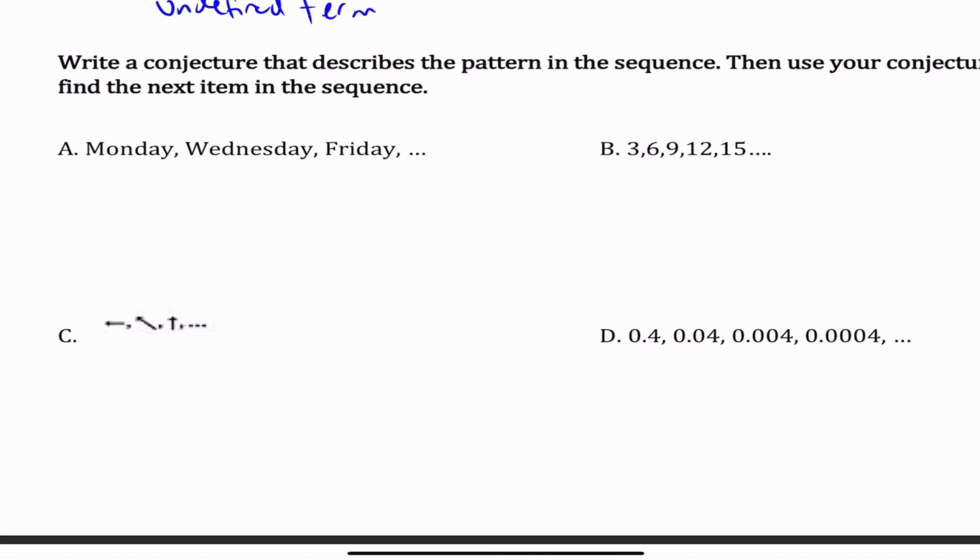Monday, Wednesday, Friday. Well, what's going on here? You're going to tell me what is going on. That's what the conjecture is. Write a conjecture that describes the pattern in the sequence. So we have Monday, Wednesday, Friday, and by the looks of it, that's just skipping a day. You skip a day. So then using your conjecture here, what is the next item in the sequence? So Monday, Tuesday, then Wednesday, Thursday, then Friday. After that, Saturday. So you're supposed to put Sunday. Okay, that was pretty easy.